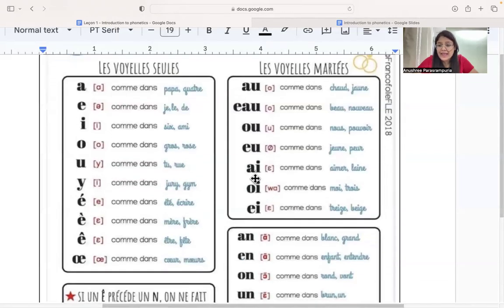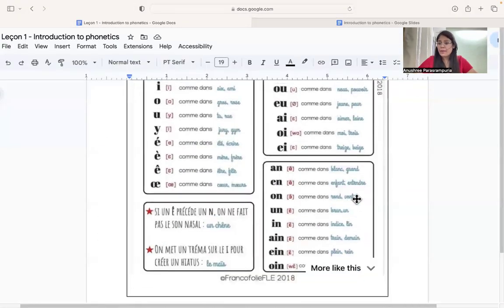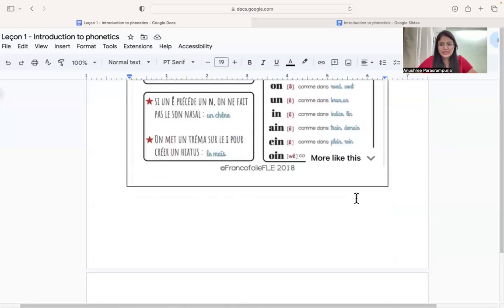AI we saw. AI, EI, ET, EZ, ER, they all sound like A. So this becomes aimer. Laine. Similarly, this becomes très, again A sound. Beige. OI, on the other hand, has a UA sound. So this becomes moi. Trois. Three.